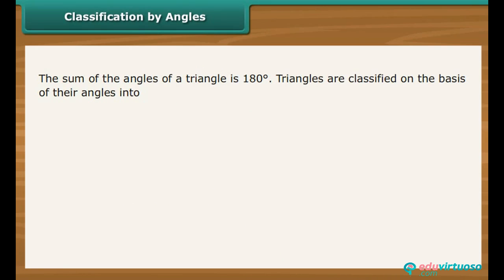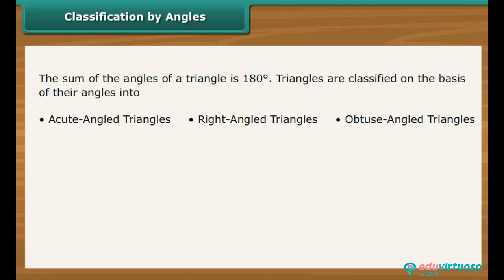Classification by angles. The sum of the angles of a triangle is 180 degrees. Triangles are classified on the basis of their angles into acute angled triangles, right-angled triangles, and obtuse angled triangles.